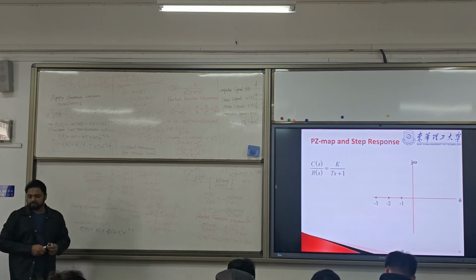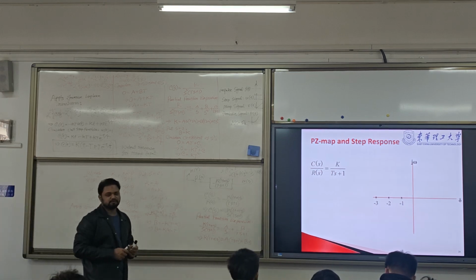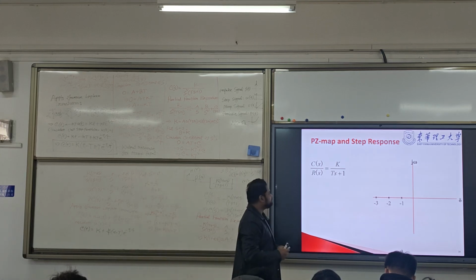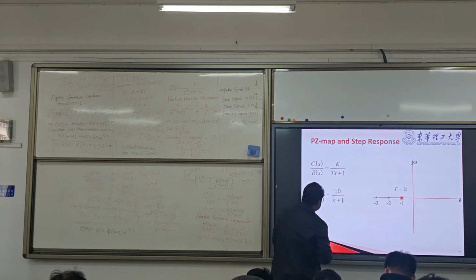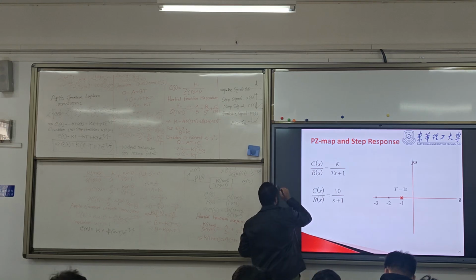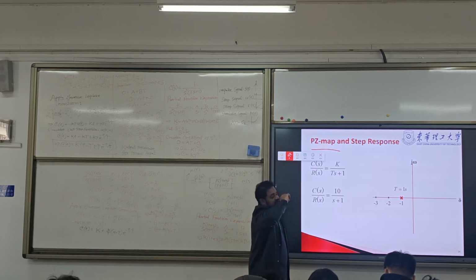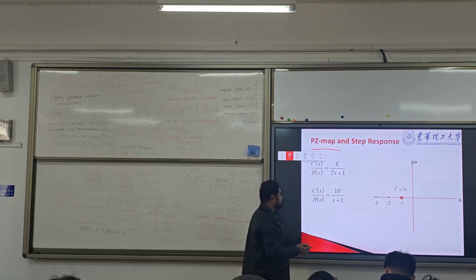Alright, now let's talk about some pole zero map and time response. Here we have a system K by Ts plus 1. Now there is 10 by s plus 1. So how can we draw the pole zero map? That is the pole zero map. And how can we write down the step response?